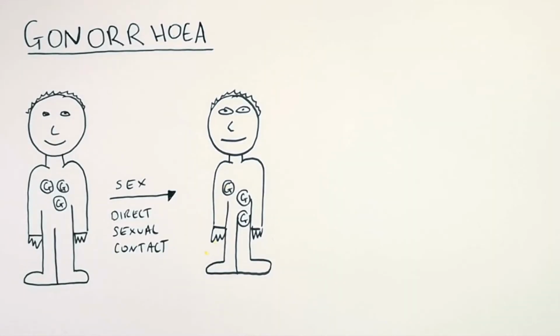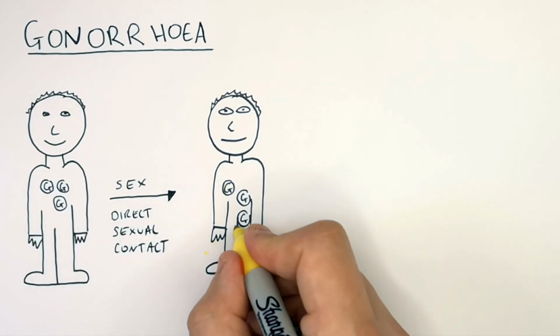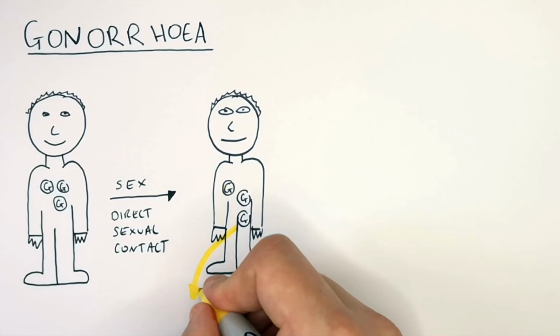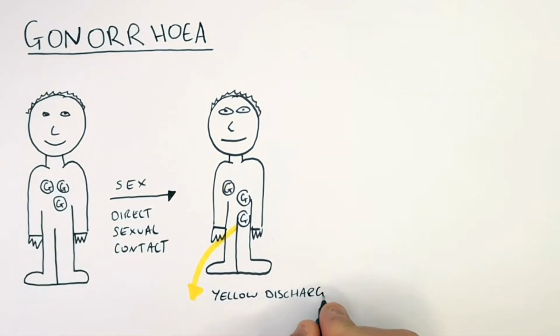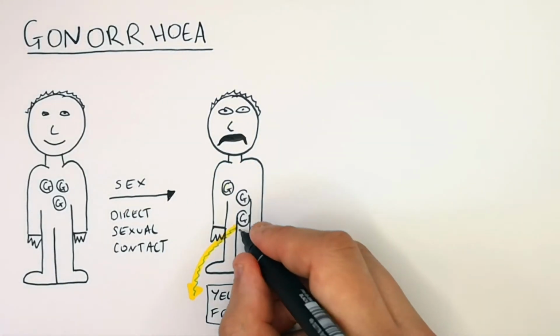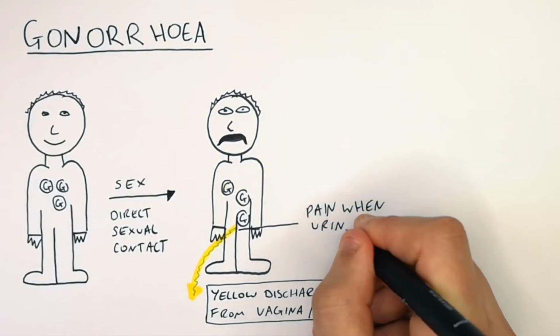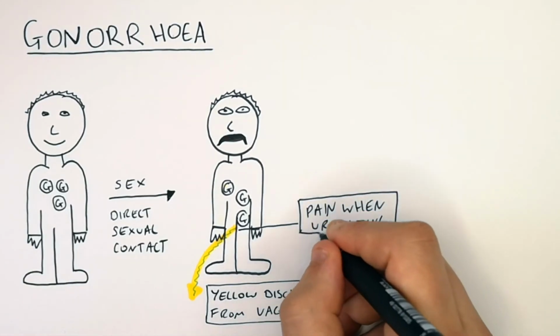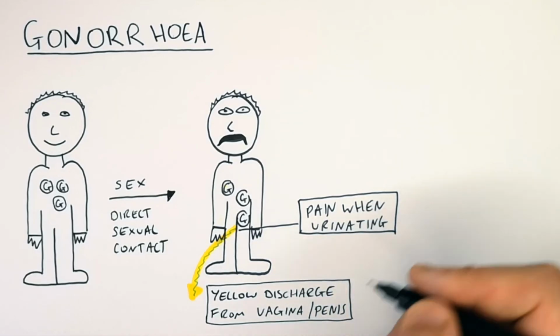So what are the symptoms for gonorrhea? Well, you're going to potentially have a yellow discharge from the vagina or the penis. You're going to undergo pain when you urinate. So if it's painful when you urinate and there's a yellow discharge from the vagina or the penis, then you need to go to an STI clinic or your GP.